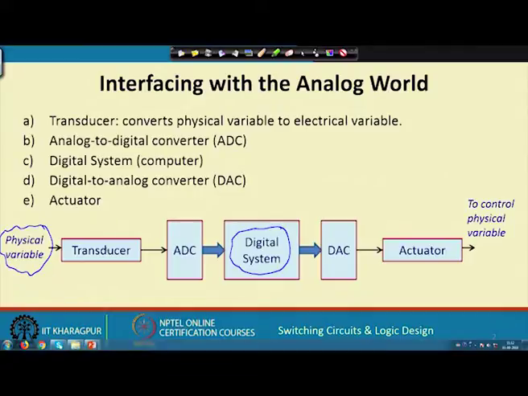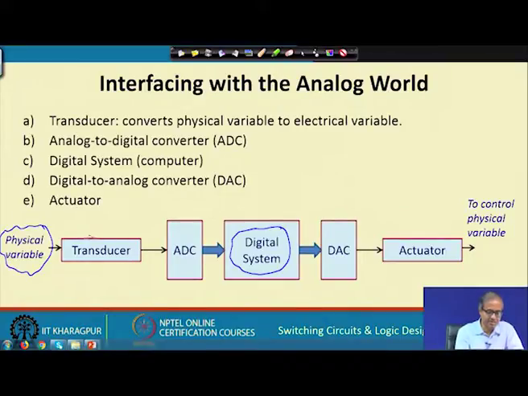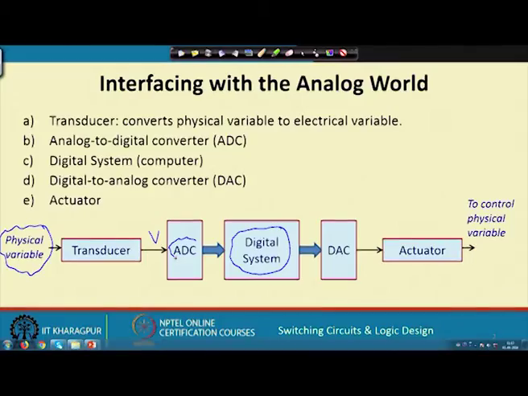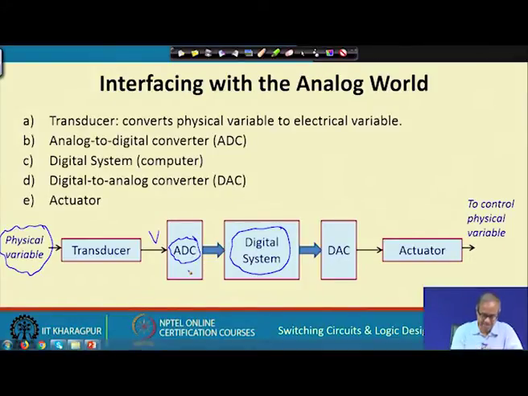So, the first thing is that you have to use some kind of a sensor or a transducer to convert this physical variable into a voltage, let us say V. Now, a digital system cannot accept a voltage directly, it only understands 0 and 1, two discrete levels. So, this continuous valued voltage needs to be converted into an equivalent or proportional digital data. For that we require a building block called an analog to digital converter, which we shall be discussing later. This ADC takes this voltage as input and generates a proportional digital data as output.